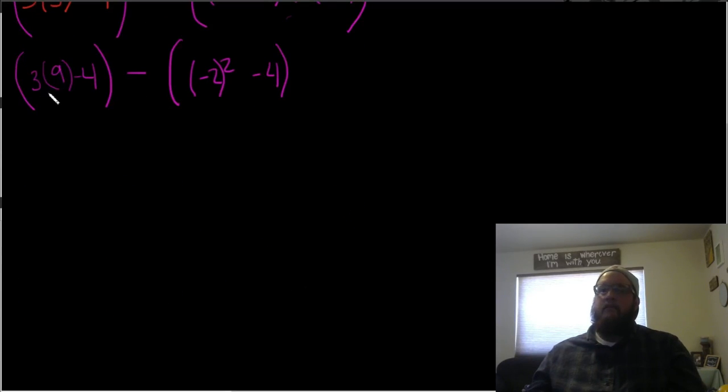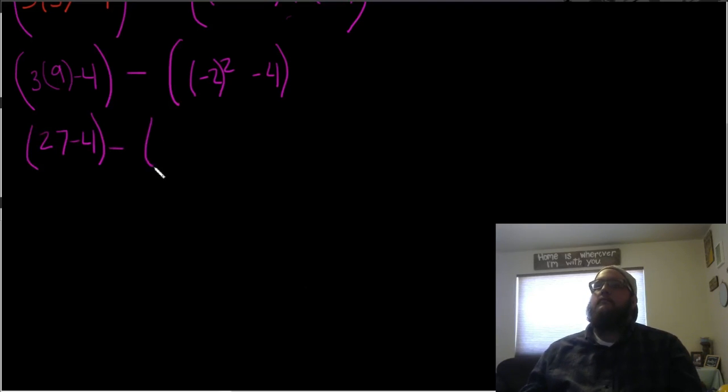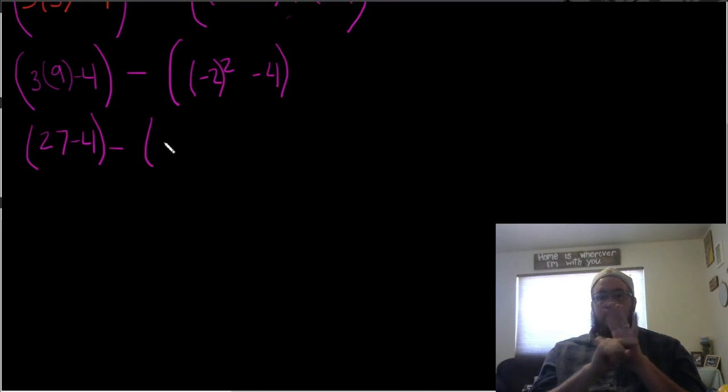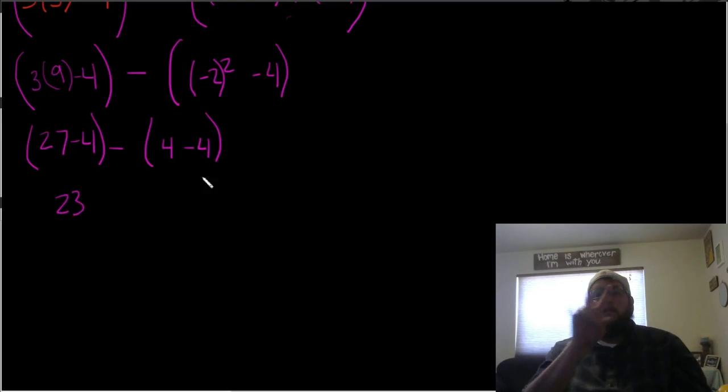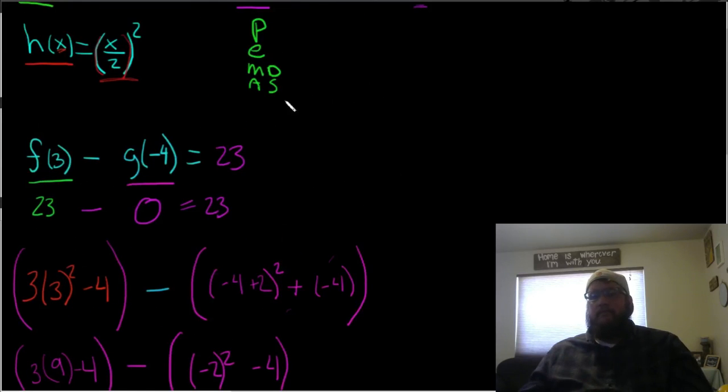9 times 3 is 27. And we're subtracting this whole thing. Negative 2 squared is negative 2 times negative 2, which is just 4. 27 minus 4 is 23. 4 minus 4 is 0, and we're subtracting these two things. 23 minus 0 is just 23. So f of 3 minus g of negative 4 is 23.